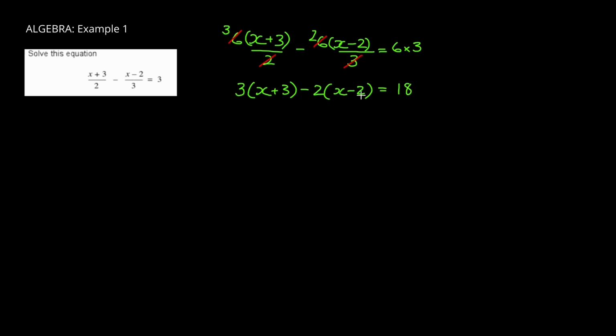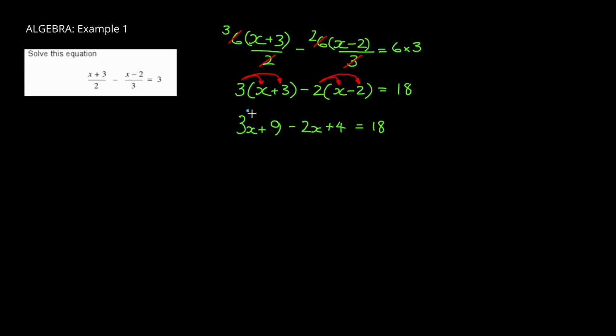Now we've got to multiply these brackets out. So remember that the 3 attacks the x and attacks the other 3, and the 2 has the power to multiply with the x and multiply with the 2 as we take a bracket apart. 3 times the x, 3x. 3 times 3, plus 9. Now we've got negative 2 times the x. So this is negative 2x. And we've got negative 2 times negative 2, which is positive 4, and that equals 18.